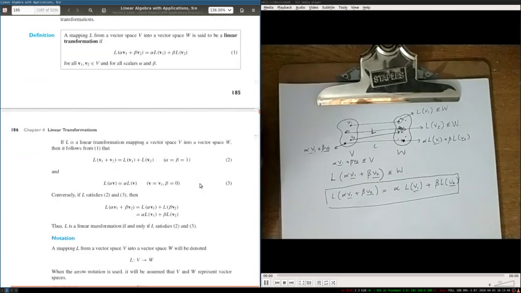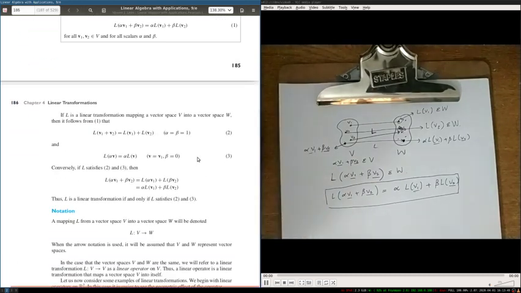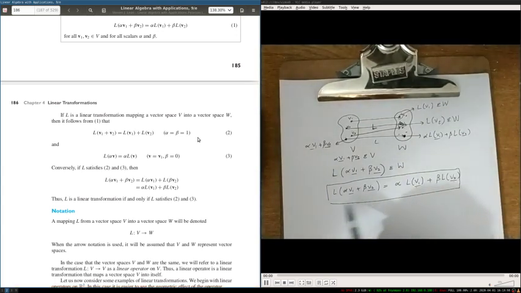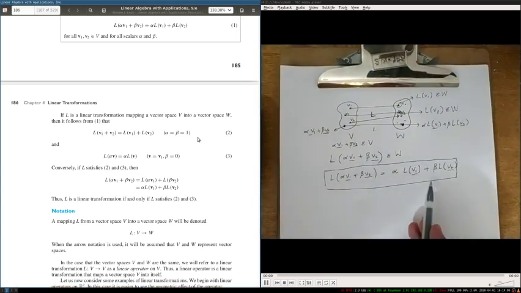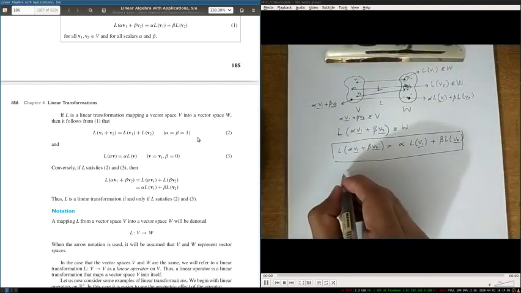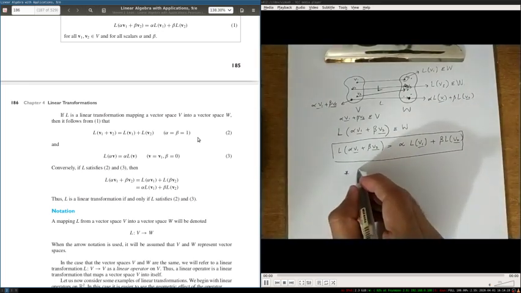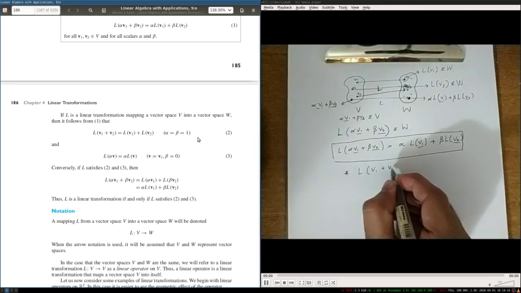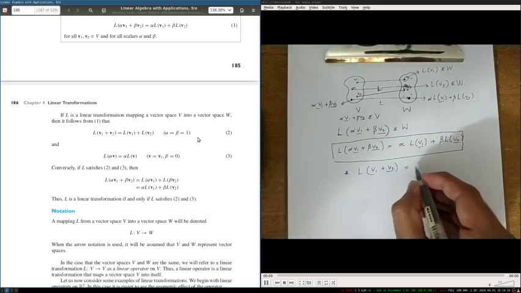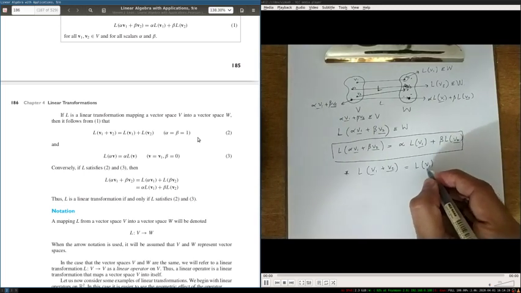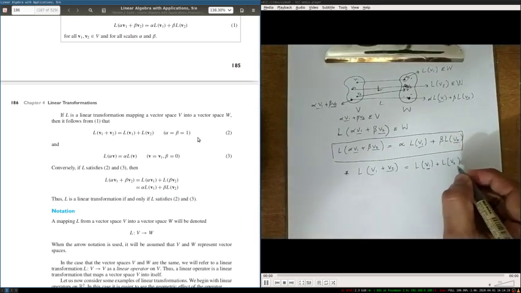Let's look at a few examples. Okay, if L is a linear transformation mapping a vector space V into vector space W, then it follows from one that addition, we can break this down basically. Over here, we've written the whole thing, linear combination gives us a linear combination, but you can actually break it down into two steps. The first thing that we want from a linear transformation is that addition of vectors in the original space should map onto addition of vectors in the output space.